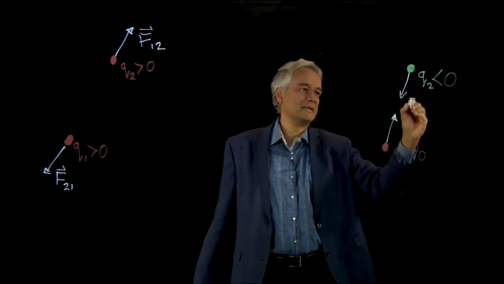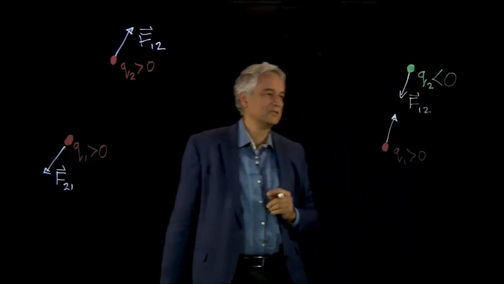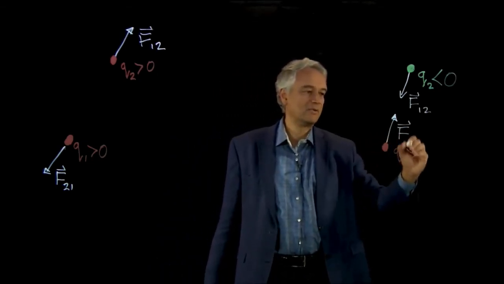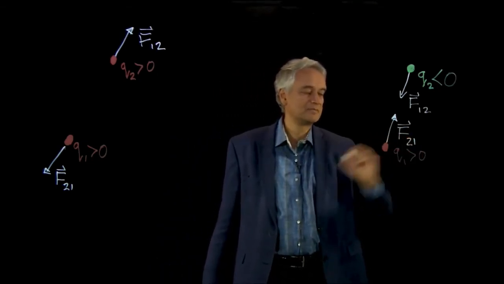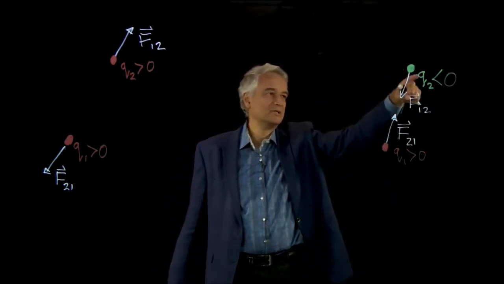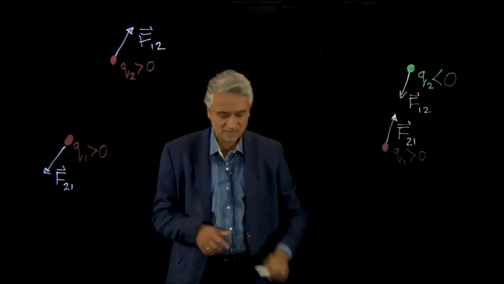This force, again, is the force on 2 caused by the interaction between 1 and 2. And this force, again, is the force on 1 caused by the interaction between 2 and 1. But this time, the forces point towards each other. The positive and the negative objects are attracted to one another.